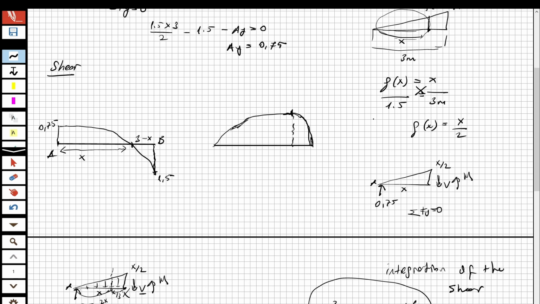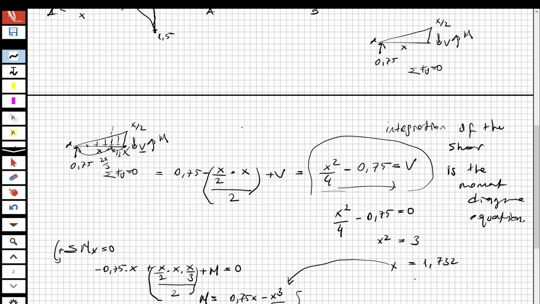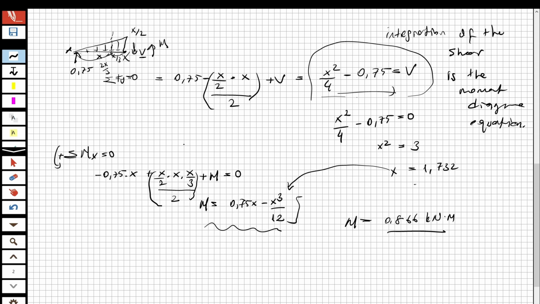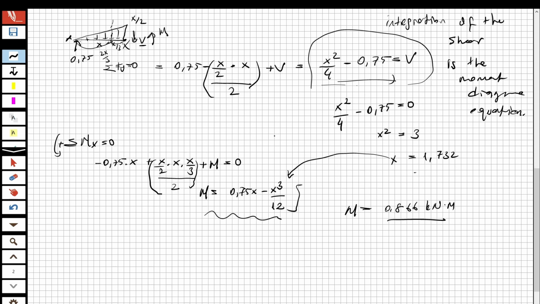So this is the maximum point where the shear force is 0. This one for the moment is this one. So 0.866 is the maximum moment, which is where the shear force is 0. So now we obtain it. Now I'm going to try to make you understand this part better.